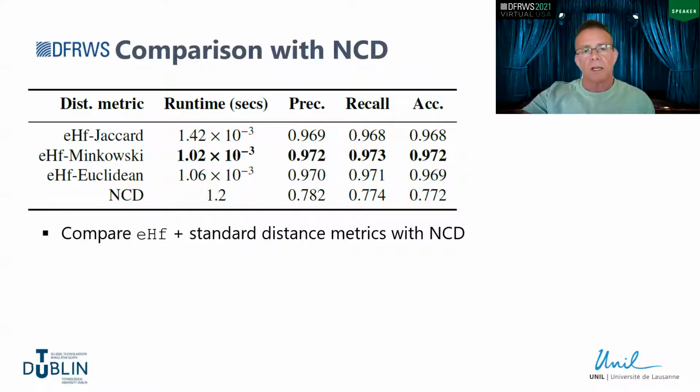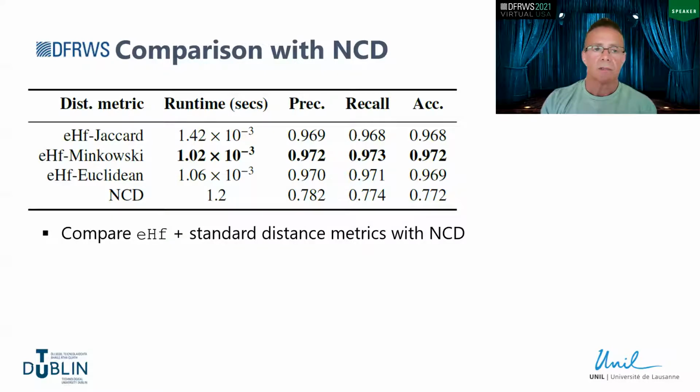I wanted to run a comparison with NCD, even though NCD is primarily a distance metric. I wanted to show that EHF could be used in conjunction with a standard distance metric in order to produce an efficient way of doing similarity comparisons. The table there shows the runtime for the comparisons for each data point, or each feature essentially in the feature set.